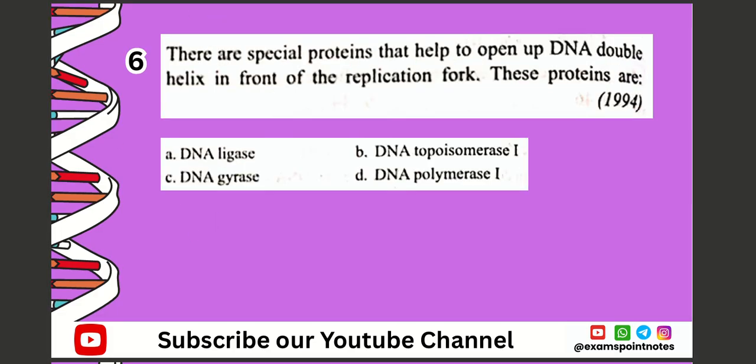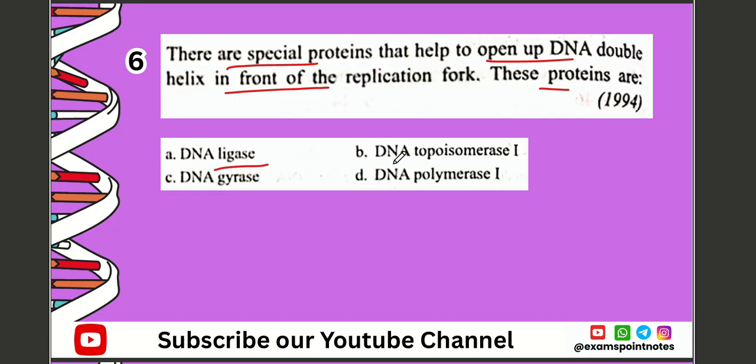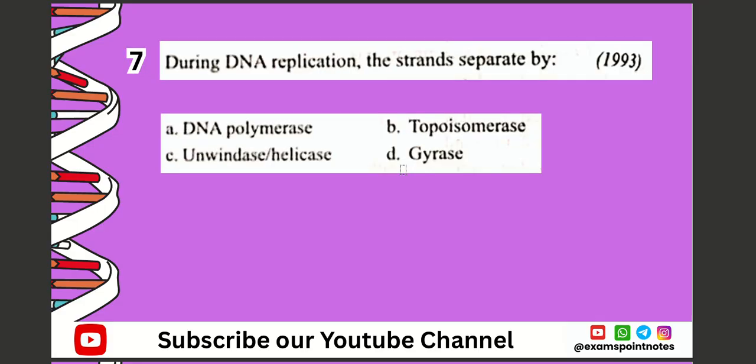Next question. Question number 6. There are special proteins that help to open up the DNA double helix in front of the replication fork. These proteins are A. DNA ligase, B. DNA topoisomerase 1, C. DNA gyrase, D. DNA polymerase. The correct option is option number B, which is DNA topoisomerase 1.